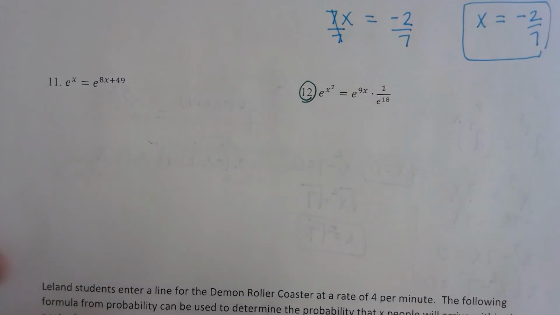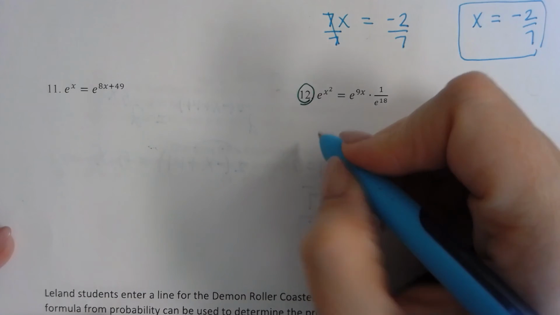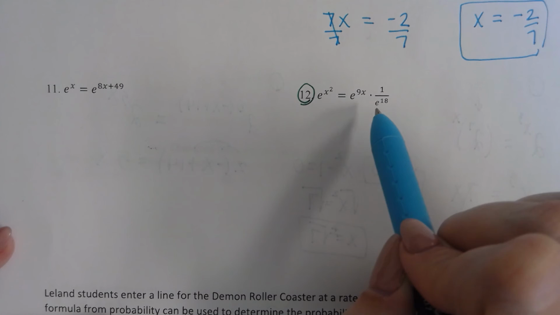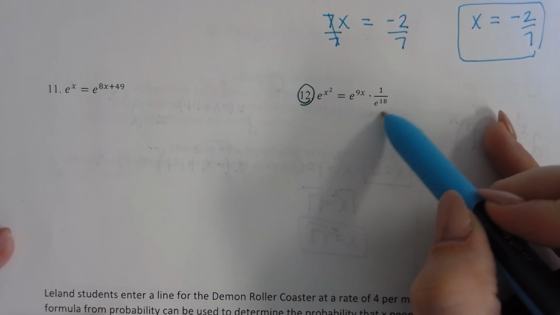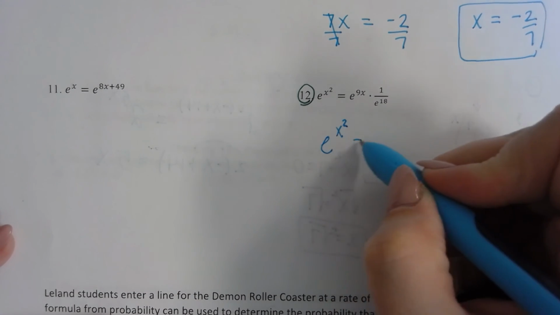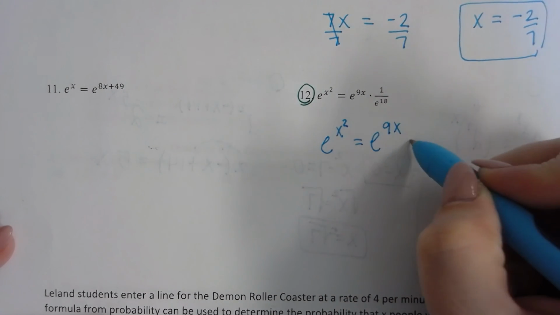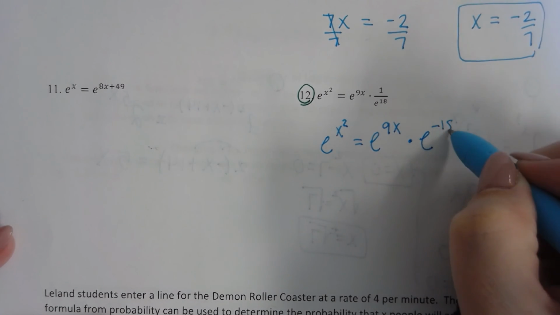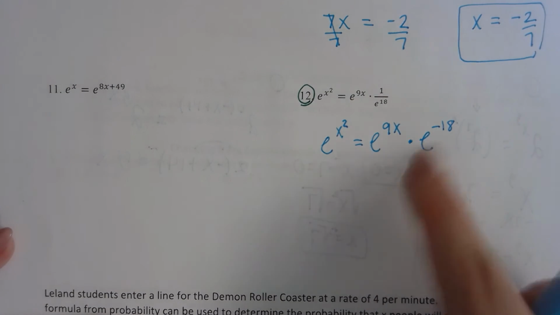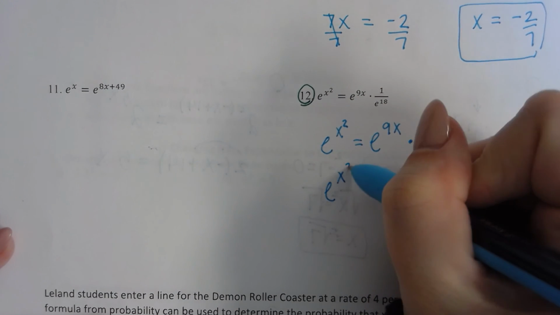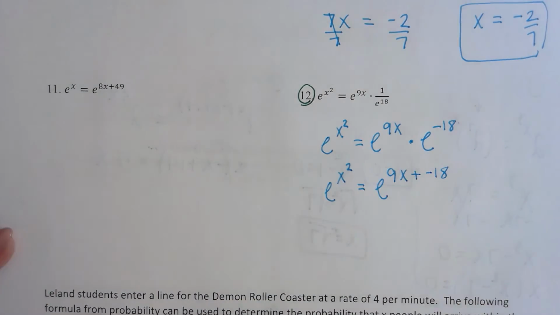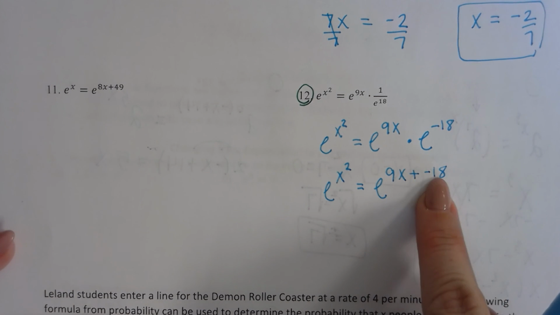So on number 12, we have e to the x squared, e to the 9x, and then 1 over e to the 18. So we're really close to having all of the bases the same, but we don't want to have this e on the bottom. So we're going to fix it with a negative exponent like we did last time. So we're going to say this is e to the negative 18. Now if you remember, when we multiply, we add the exponents. So this turns into e to the x squared equals e to the 9x plus negative 18. Right? When we multiply, we add the exponents.